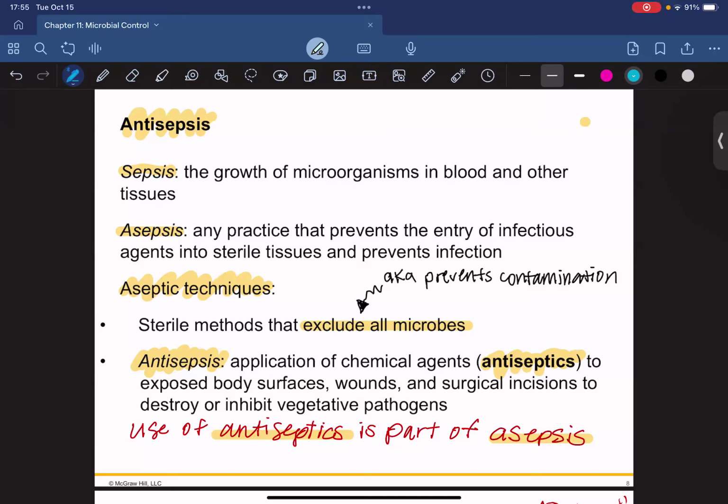So this is the application of chemical agents called antiseptics. Okay, so that's not a weird word. Now we're getting into the realm of stuff we recognize maybe. An antiseptic is used on living surfaces to kill vegetative cells, not endospores.